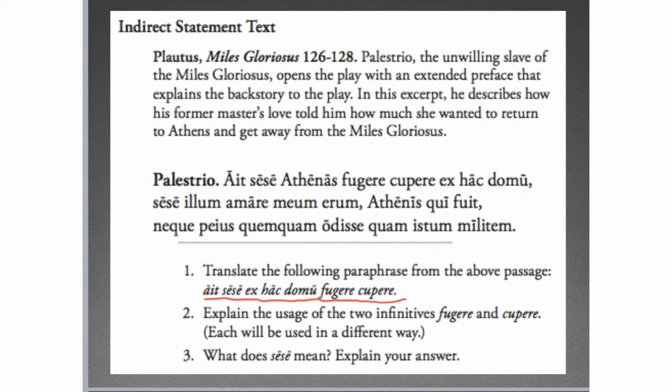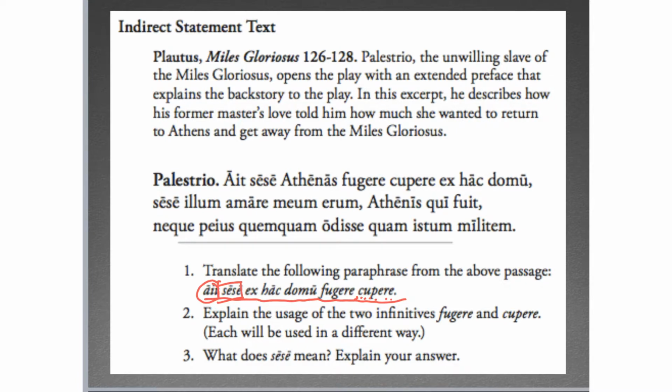So remember, you got your head verb, you got your subject accusative, and you got your infinitive. So iet is your head verb. It's essentially equivalent to dicit. And then let's say that's my subject accusative, and then cupere is my infinitive. Now, you might notice that there's two infinitives there, fugere and cupere. That's going to happen.